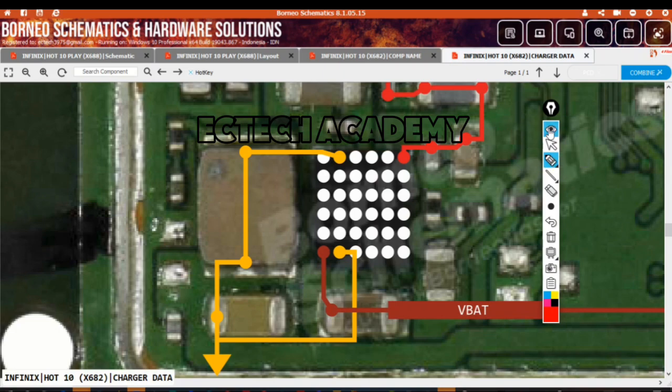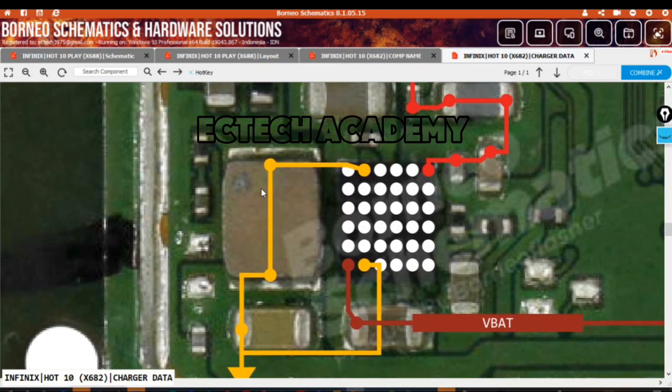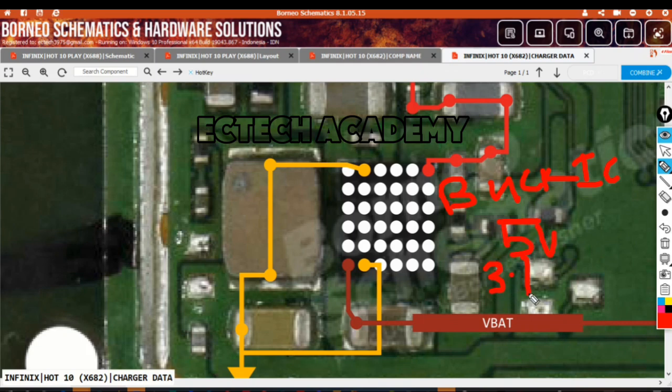You understand? All right. So in continuation of what we are saying, the charging IC is recognized as a buck converter IC because it steps down a voltage. What is the voltage that is stepping down? The 5 volts to 3.7 voltage to 4.2 voltage. Hope you understand. All right.